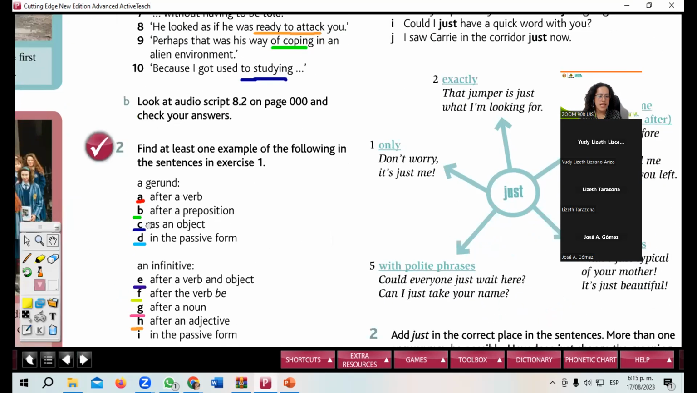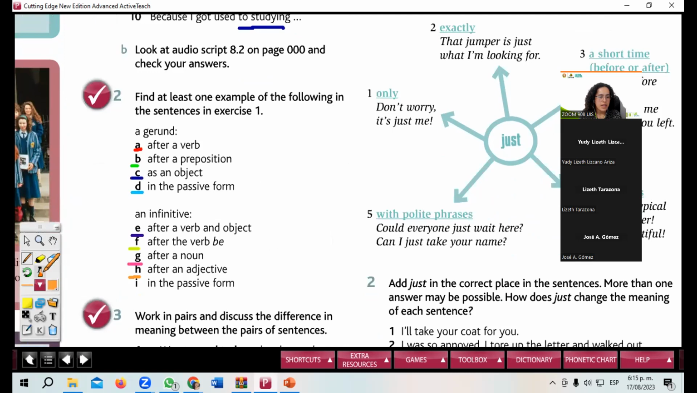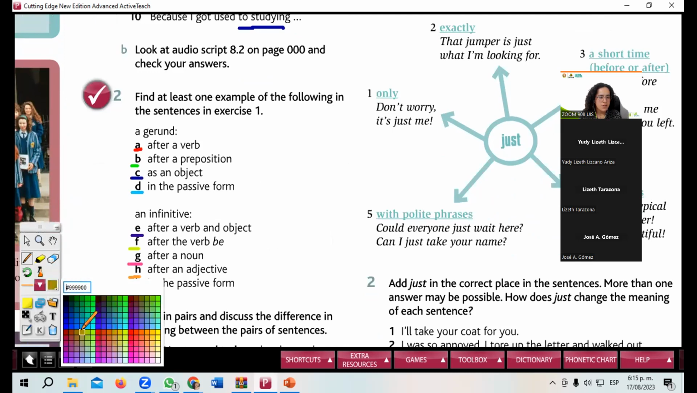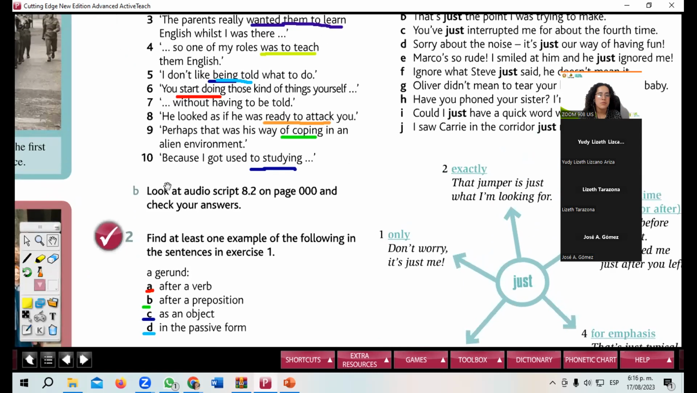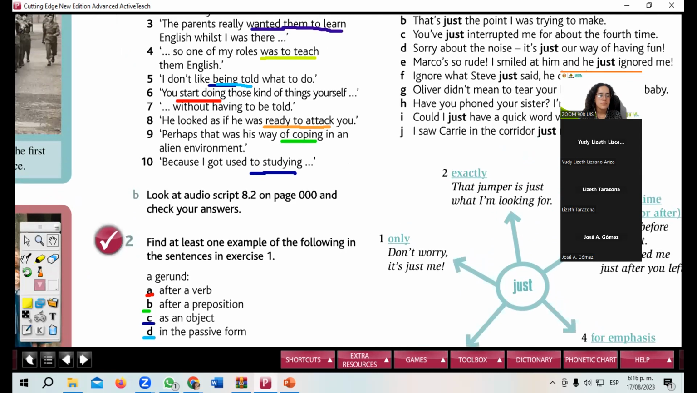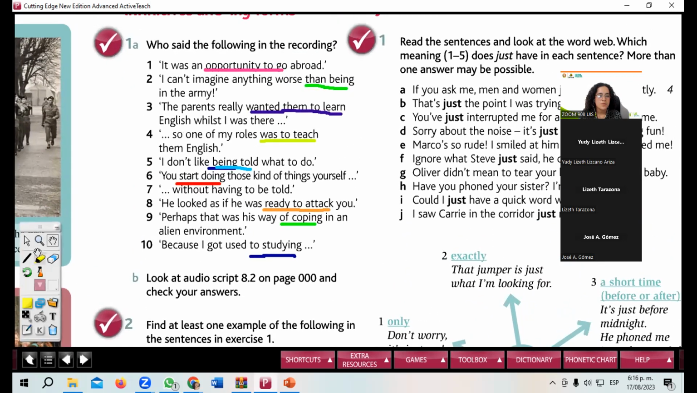All right, guys. And the last one. Let's see. What color haven't we used? Okay, the black one. Let's see. In the passive form. What is an infinitive in the passive form? What's the only one missing?